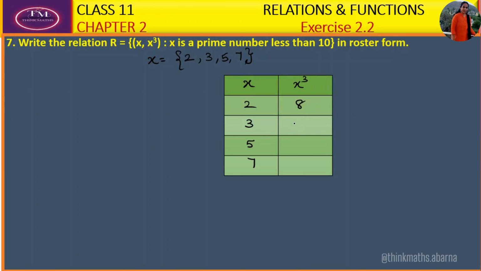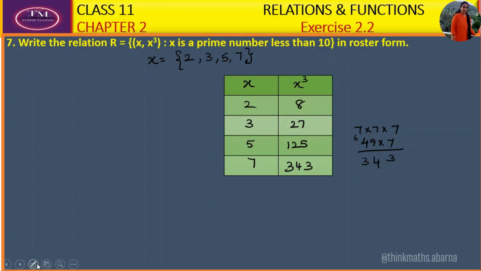3 cube is 3 threes are 9, 9 threes are 27. 5 cube, 5 fives are 25, 25 into 5 is 125. 7 cube, 7 into 7 into 7. 7 sevens are 49, 49 into 7, 9 sevens are 63, 7 fours are 28, 28 plus 6, it is 343. So 7 cube is 343.